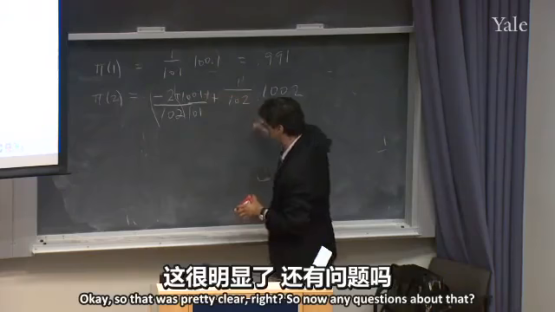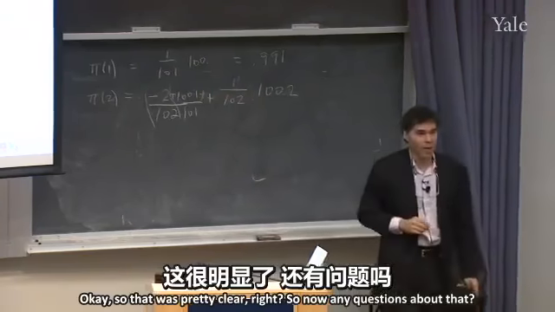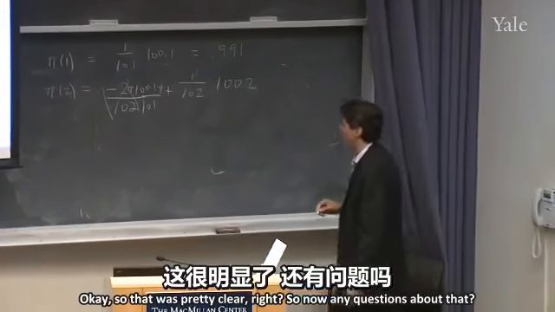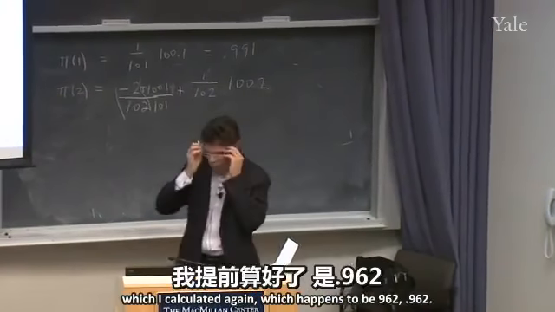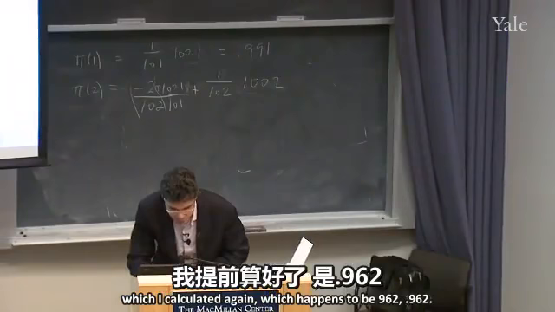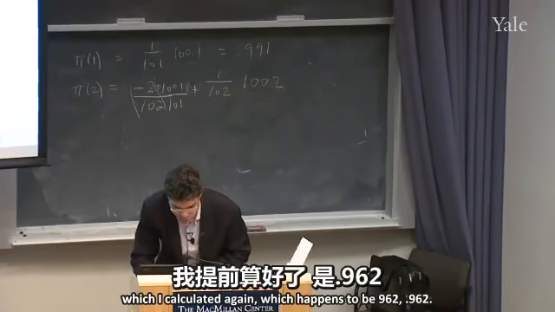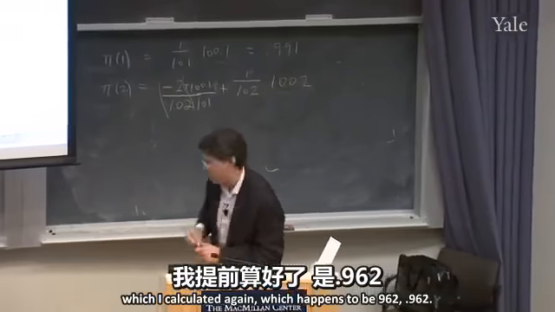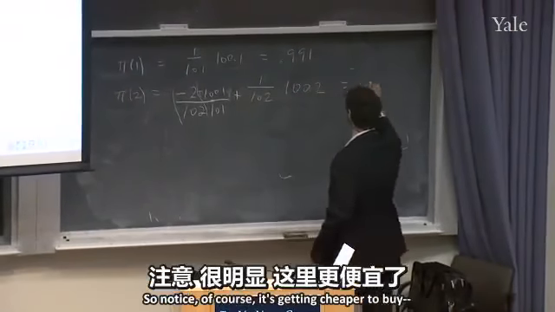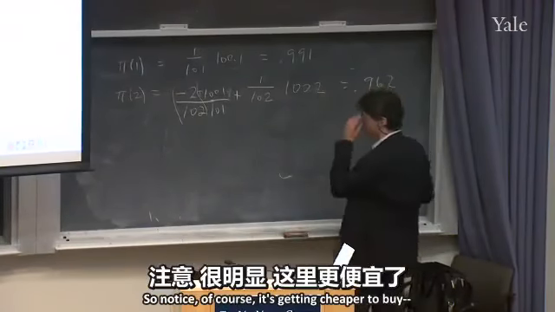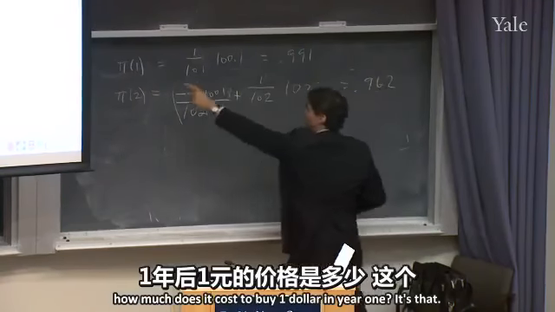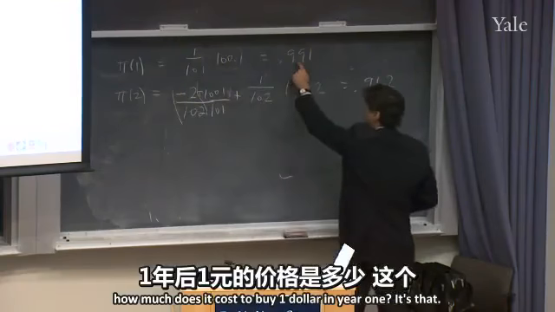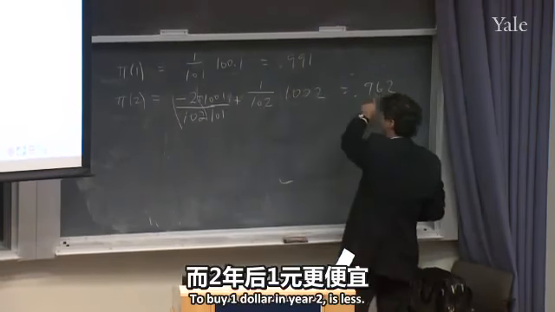Okay, so that was pretty clear, right? So now, any questions about that? So that's going to be some number, which I calculated, again, which happens to be 0.962. So notice, of course, it's getting cheaper to buy. How much does it cost to buy $1 in year 1? It's that. To buy $1 in year 2 is less.